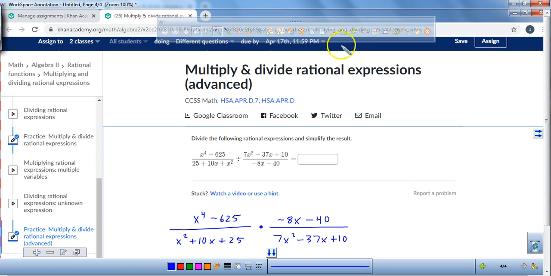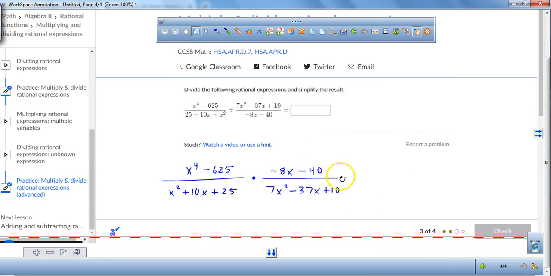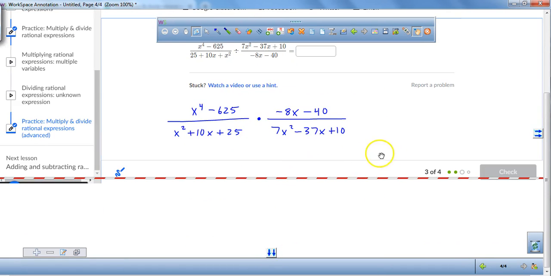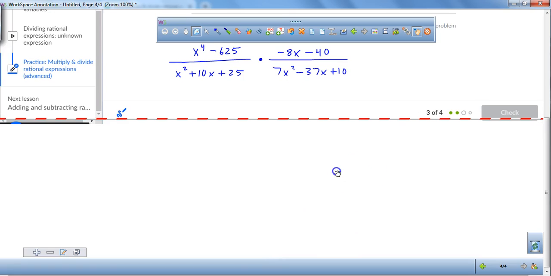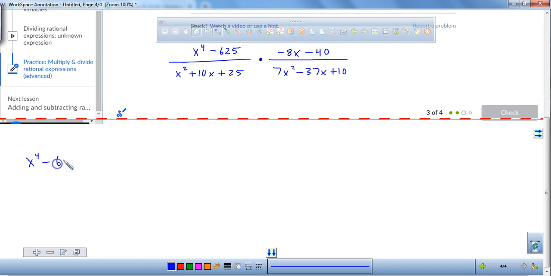Ooh, this is going to challenge our factoring abilities. All right, so I'm just going to take these one by one. So let's go ahead and learn how to factor x to the power of 4 minus 625. Now, I don't know if you know this, but the square root of 625 is 25. So this actually factors to x squared plus 25 and x squared minus 25.